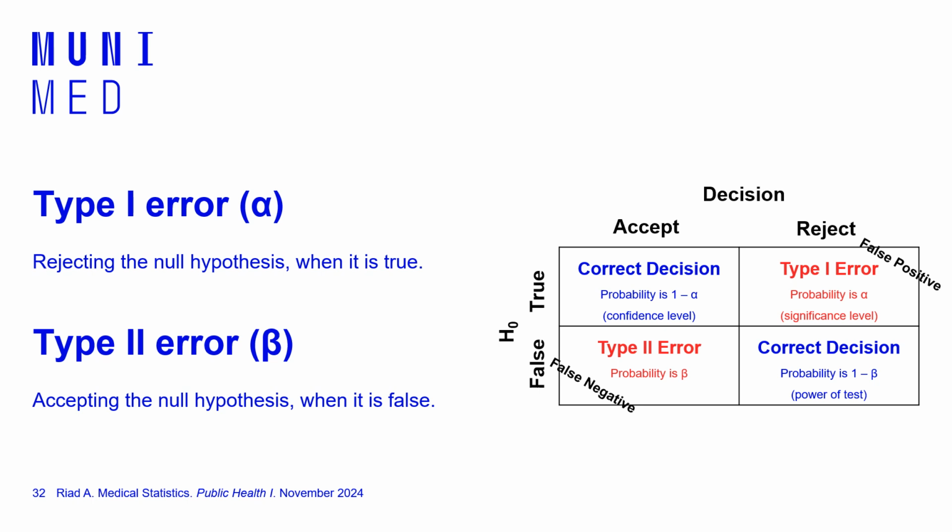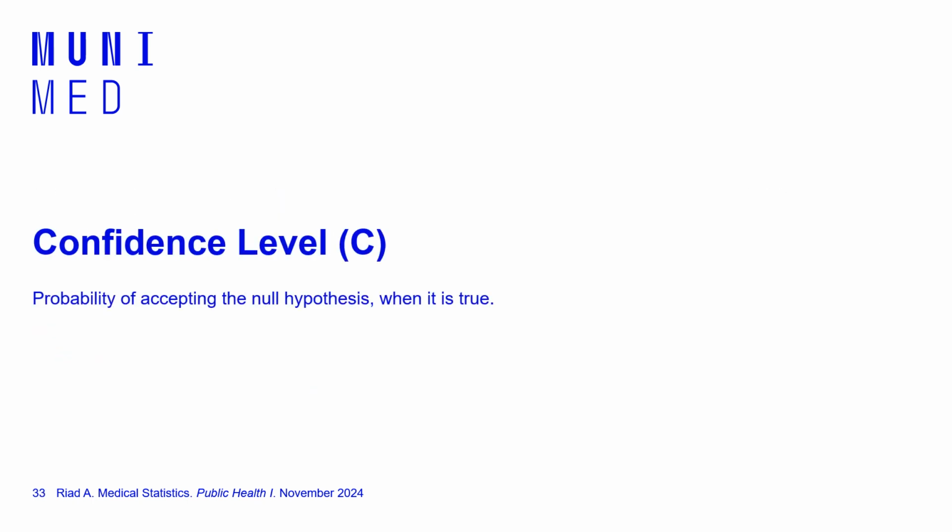Why is it a false negative? Again, because you're accepting the null hypothesis. You are rejecting the fact that the drug is effective, however the drug is effective. So you give a false statement again. Okay, so let's see the confidence level, which is C. C, as we said earlier, is the probability of accepting the null hypothesis when it is true. So this is a correct decision, and we hope that we make this correct decision.